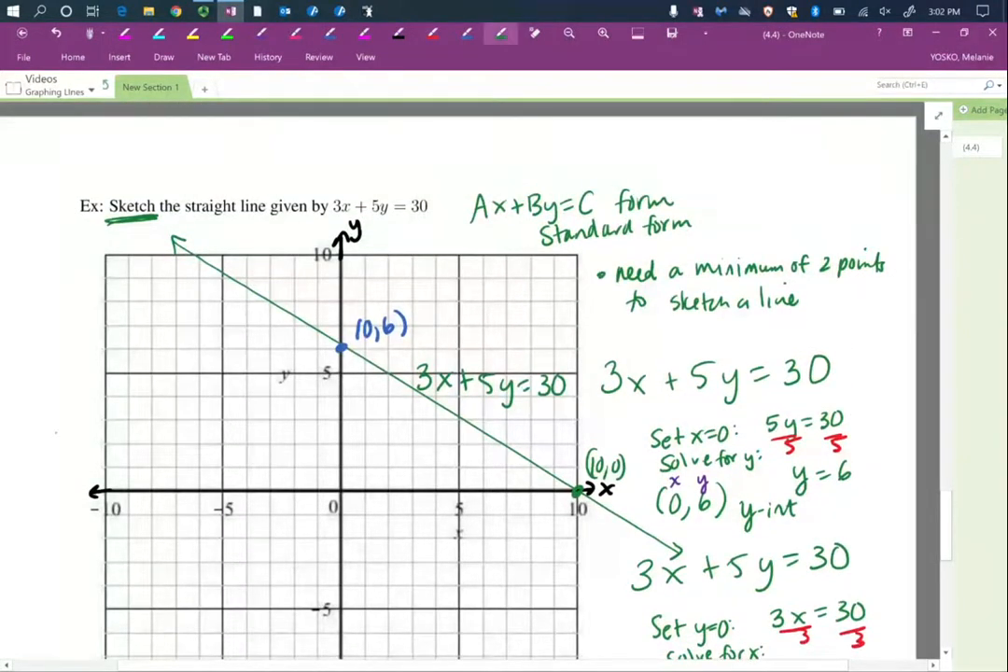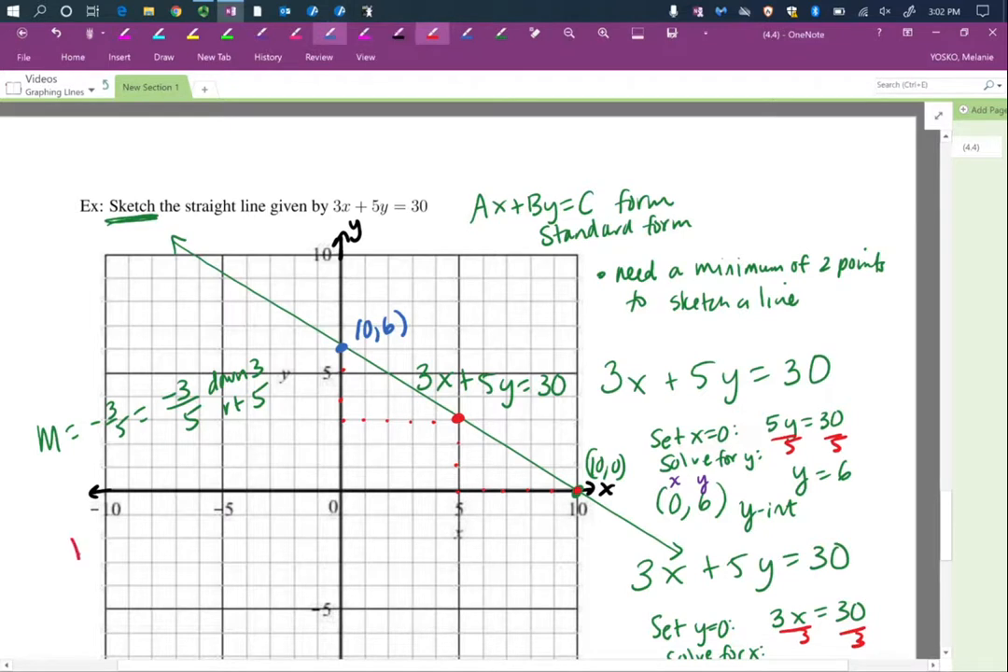So remember, for our slope to be negative 3/5, that could be negative 3 over positive 5, which means we would go down 3 and right 5. So if I started out at 0, 6, I could go down 3, 1, 2, 3, and right 5, 1, 2, 3, 4, 5. Okay, do it again. Down 3, 1, 2, 3, right 5, 1, 2, 3, 4, 5. This does match what we've been doing.